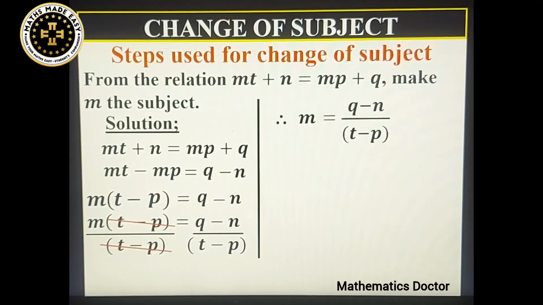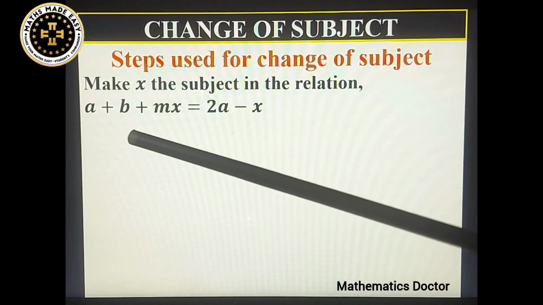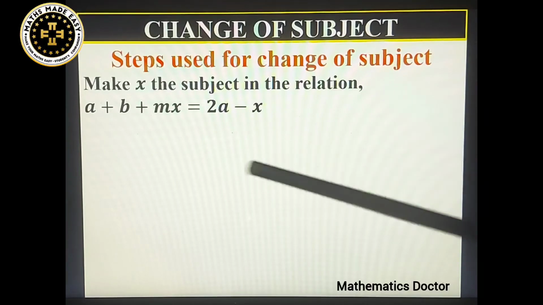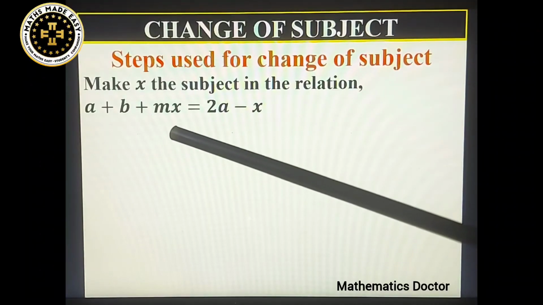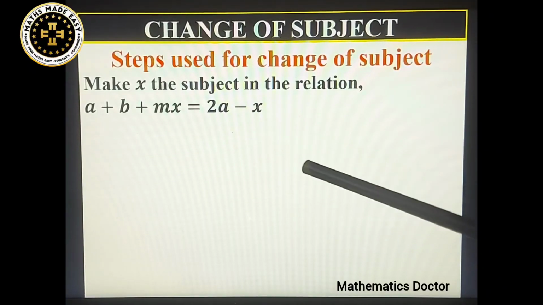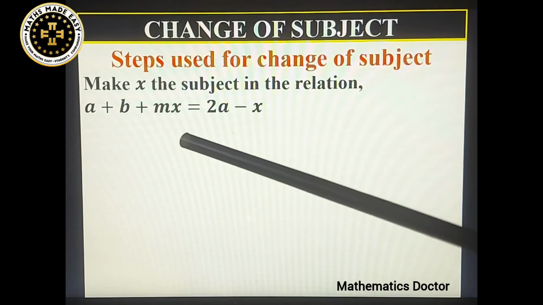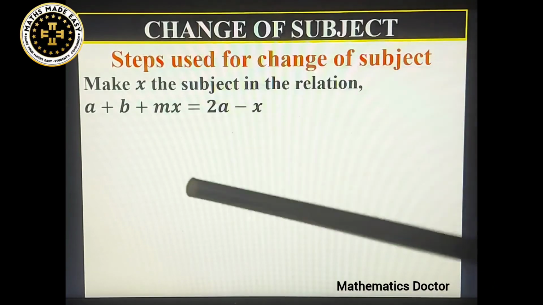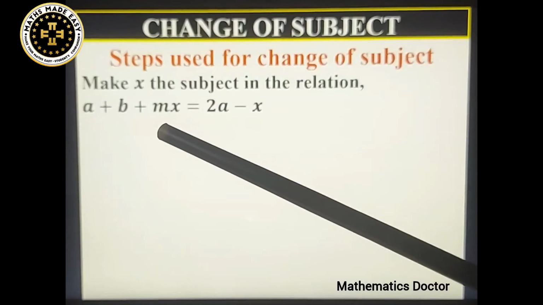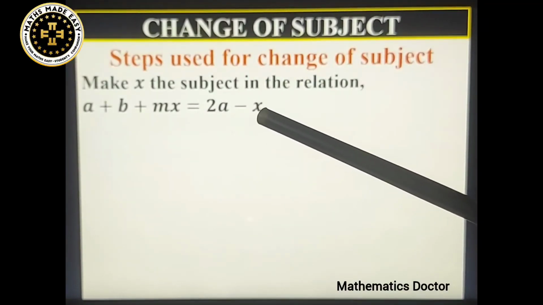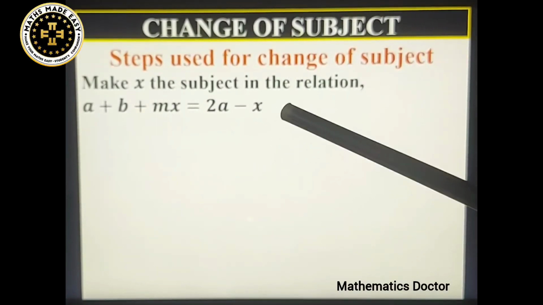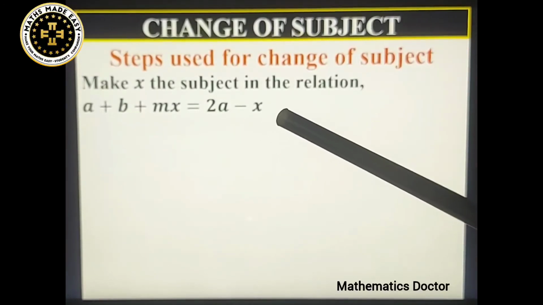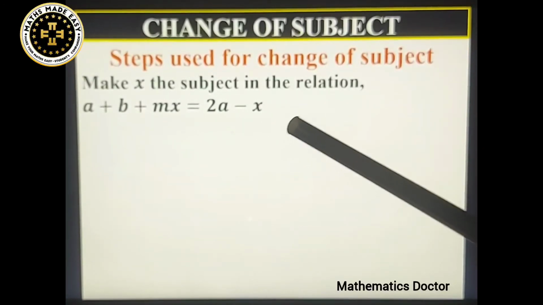Thank you very much. Now in this question it reads, make x the subject in the relation a plus b plus mx is equal to 2a minus x. Still, in this particular relation, we have two of the terms containing the variable to be made a subject. The variable to be made a subject is x. Then we have the term mx containing x. We also have the term minus x having x. It is x itself. So we are going to now go through the same method we used in the previous example. Let us get into the solution.